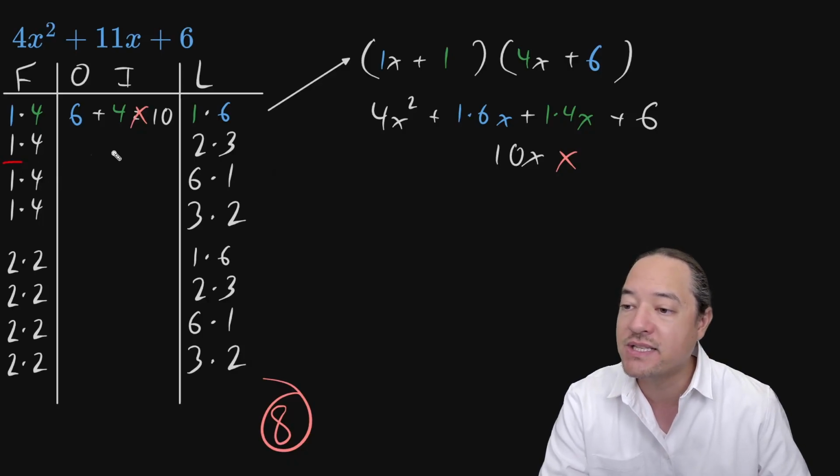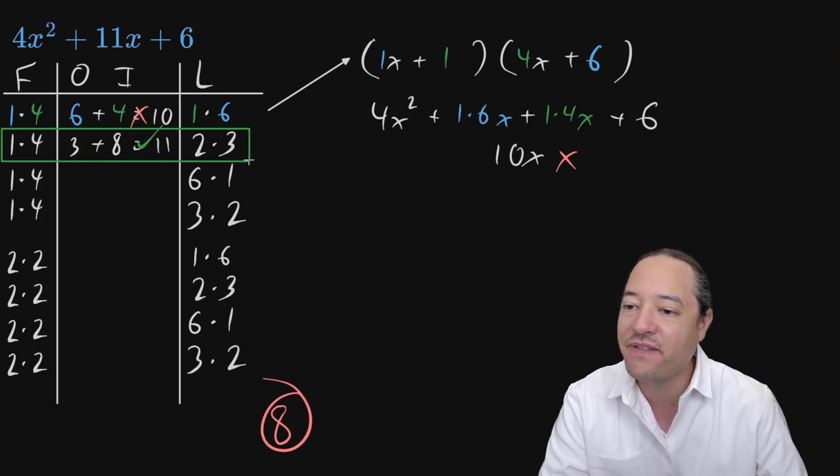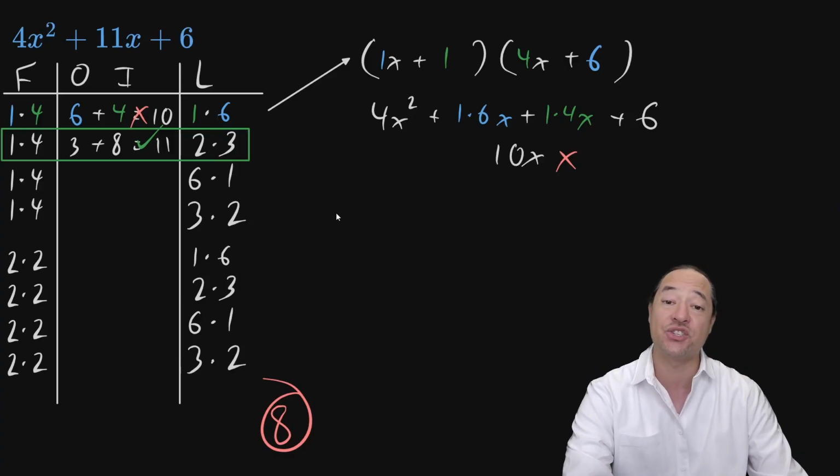So here, what is outer times outer? Well, that's going to be a 3. What's inner times inner? Well, that's going to be an 8. What is 3 plus 8? That is 11. Is that what we're looking for? Yes, it is. Okay, so we've actually found the correct combination on the second try.